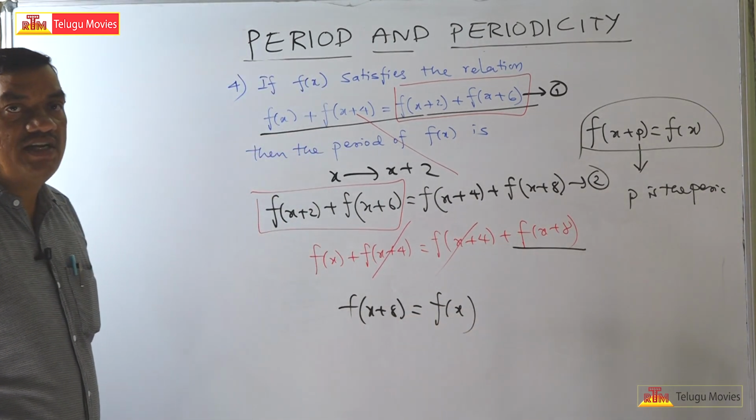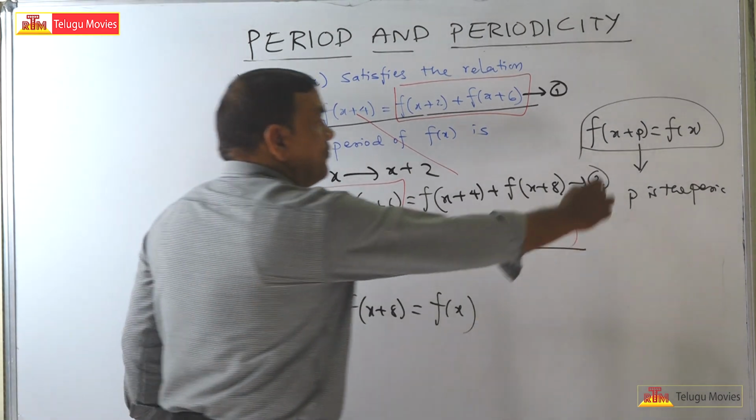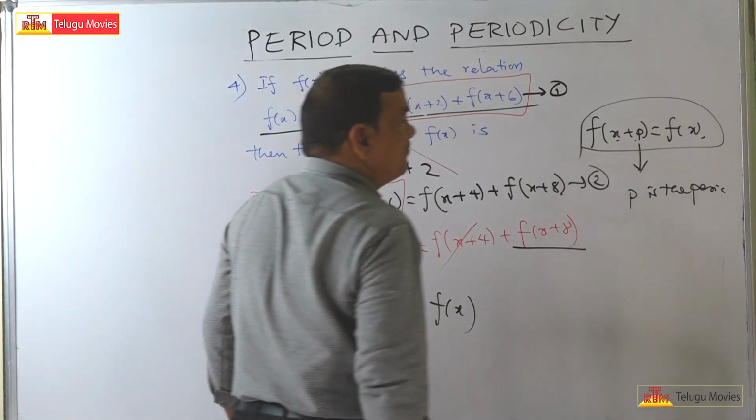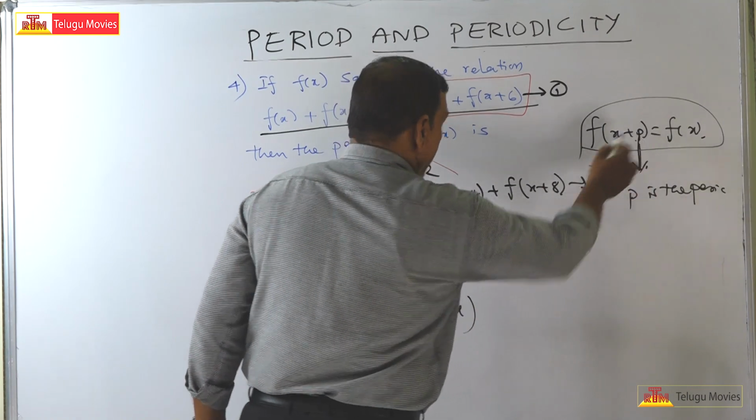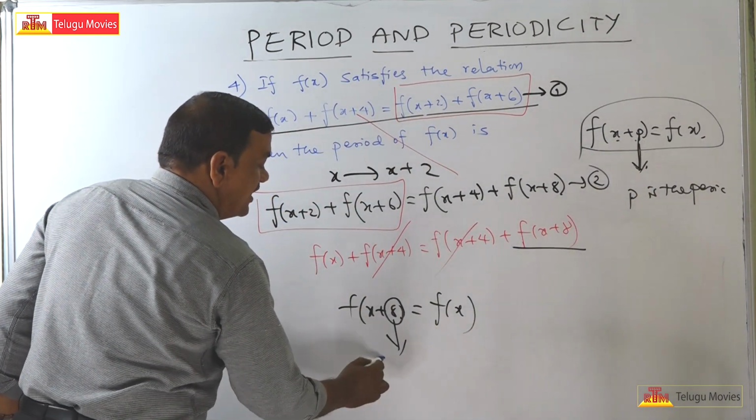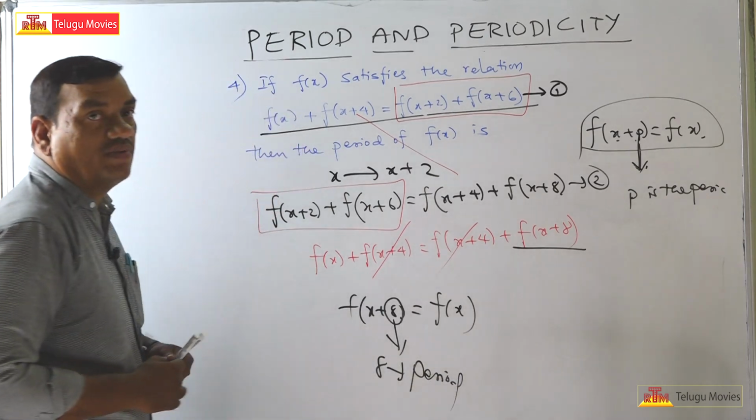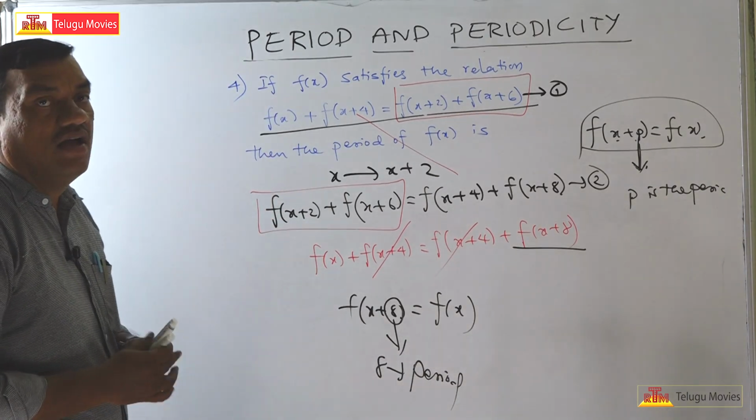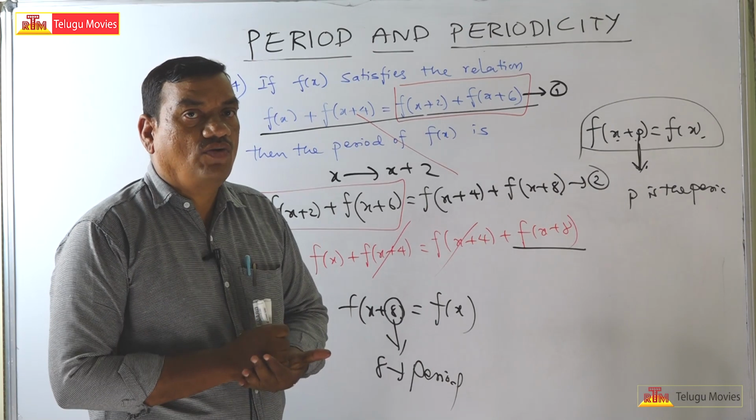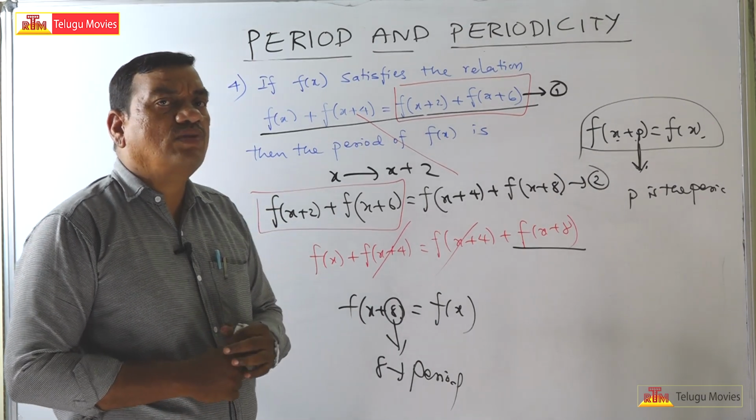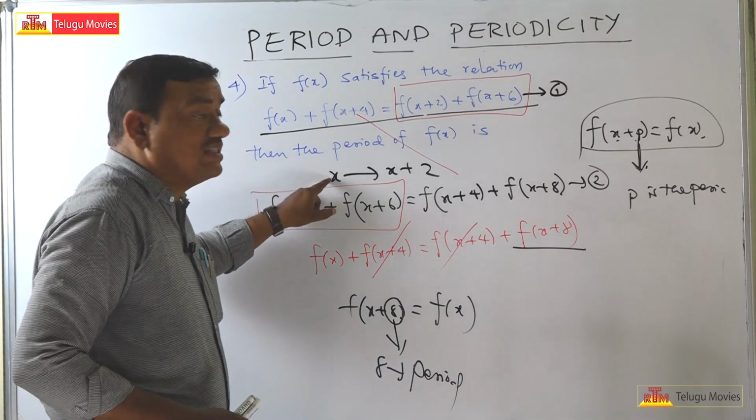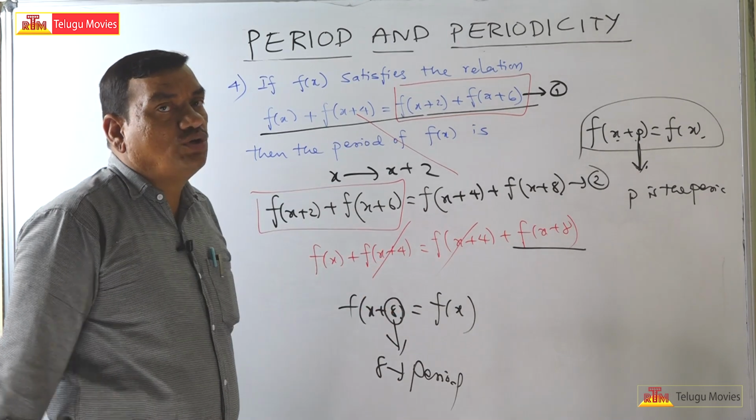F of x plus 8 is equal to f of x. That means f of x plus p is equal to f of x, and in place of p, 8 is there. Therefore, this is your period. What is the period of the given function? 8 is the period of the given function. So, a very easy problem. The only thing is, in place of x, substitute x plus 2.